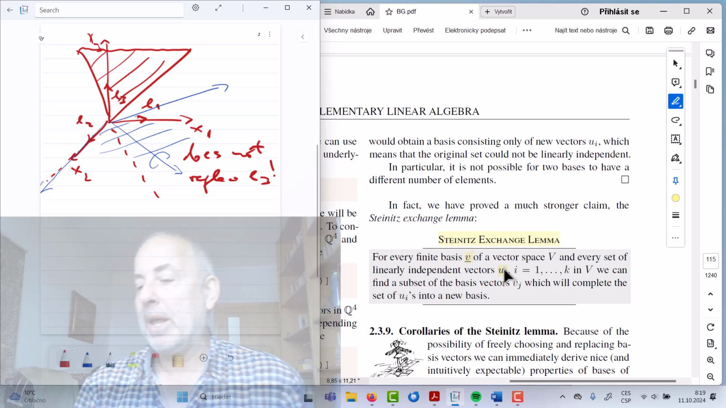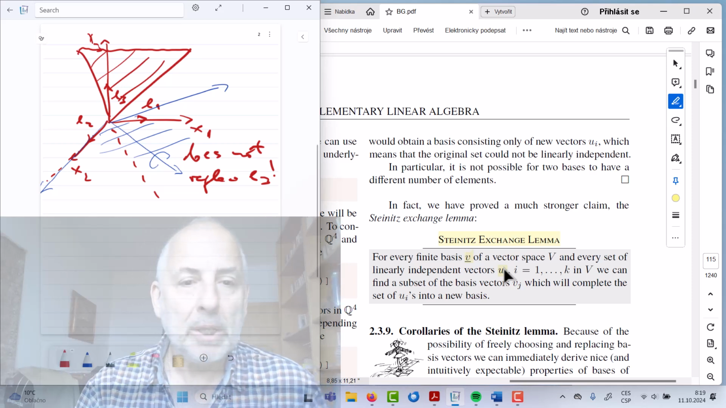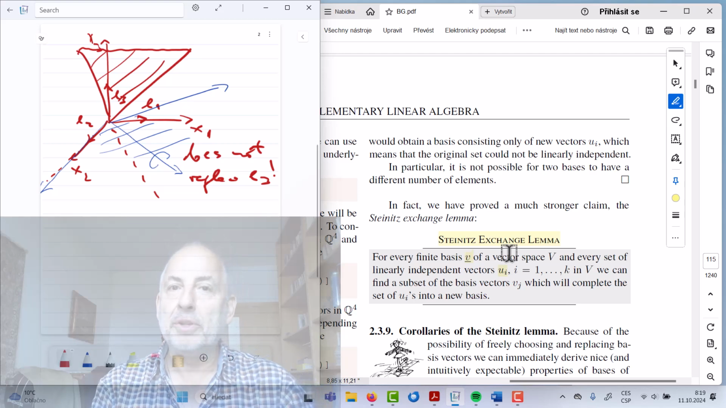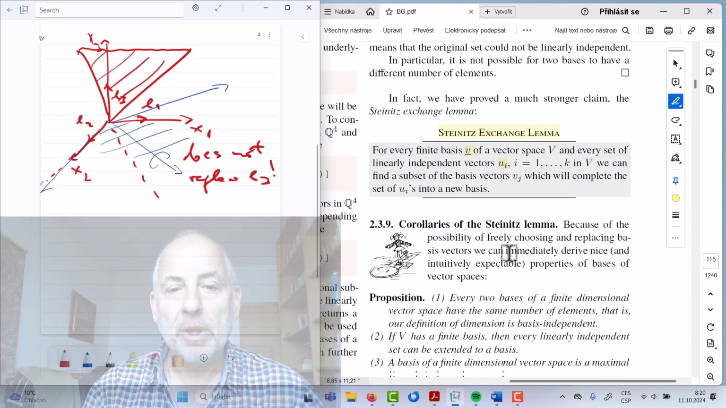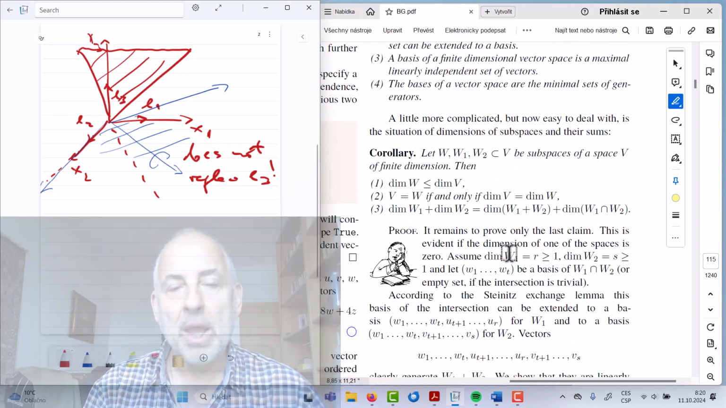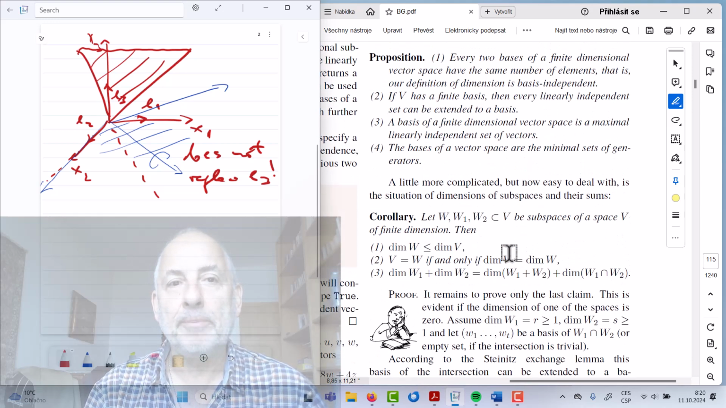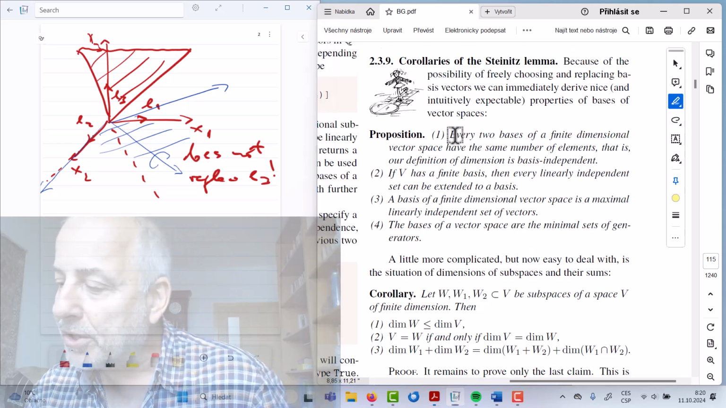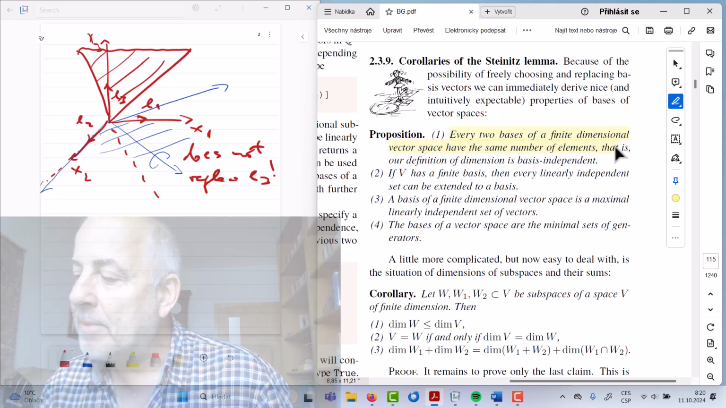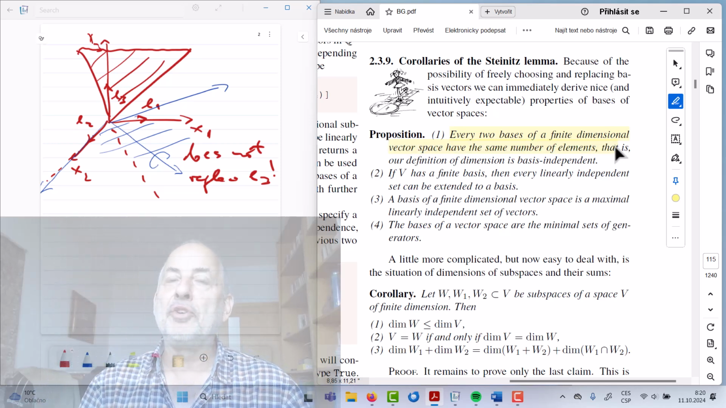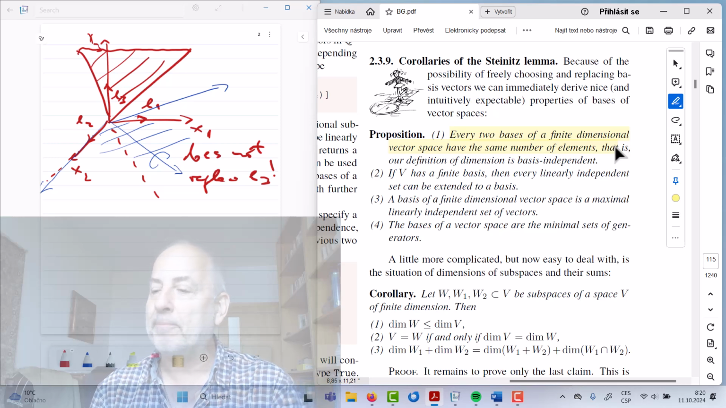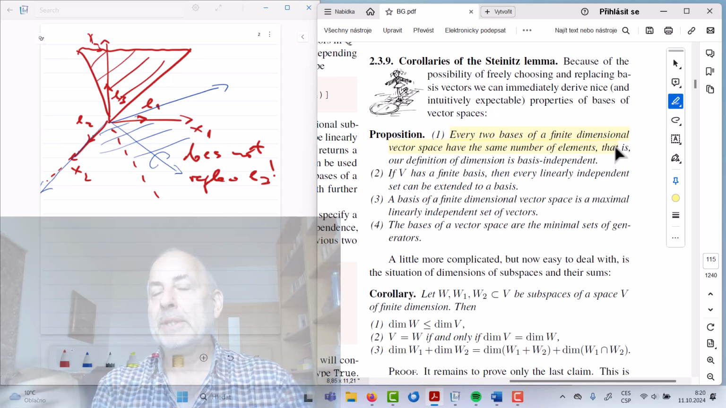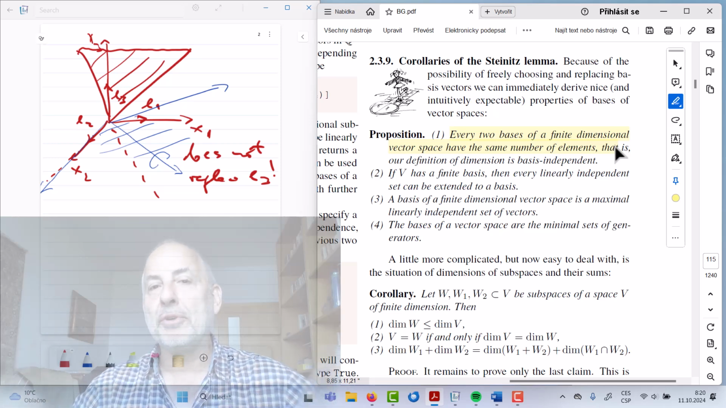So that's the point. And that's very strong, the Steinitz lemma, because only when we see the Steinitz lemma can we claim that every two bases in a finite-dimensional vector space always have the same number of elements, and therefore our definition of dimension is correct, right? It can't happen that you have different numbers of linearly independent sets which would generate the whole space.